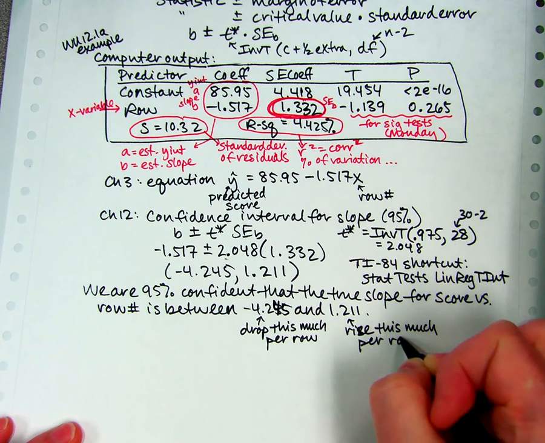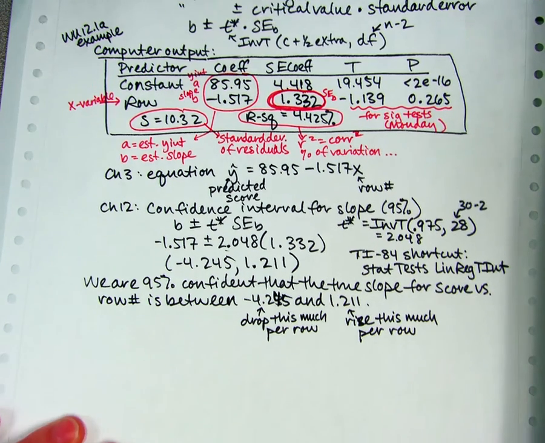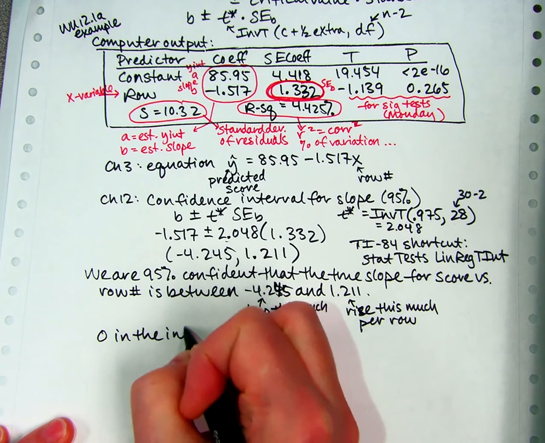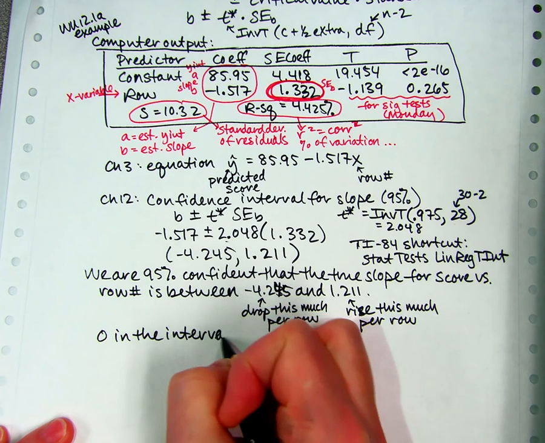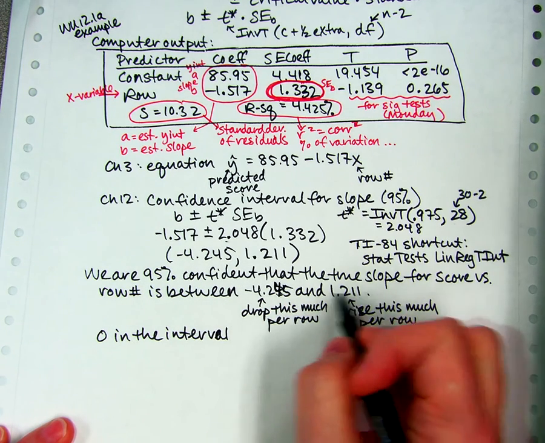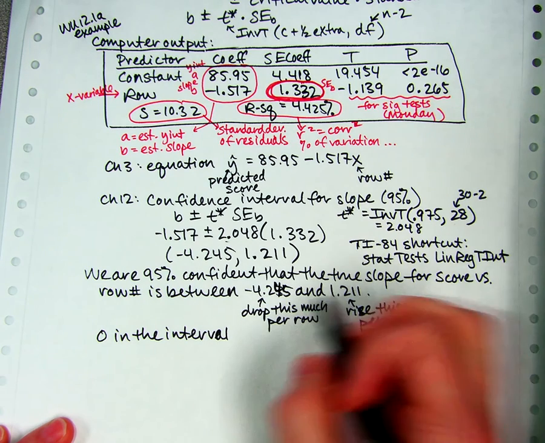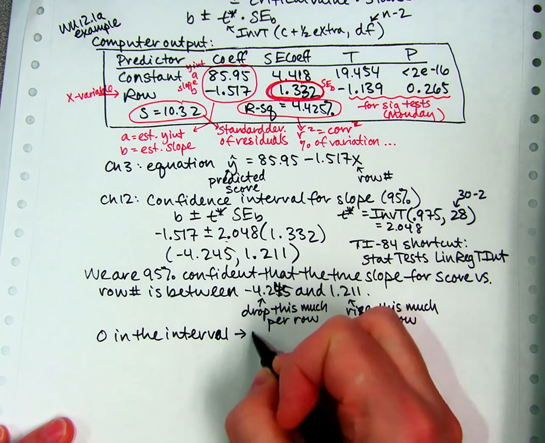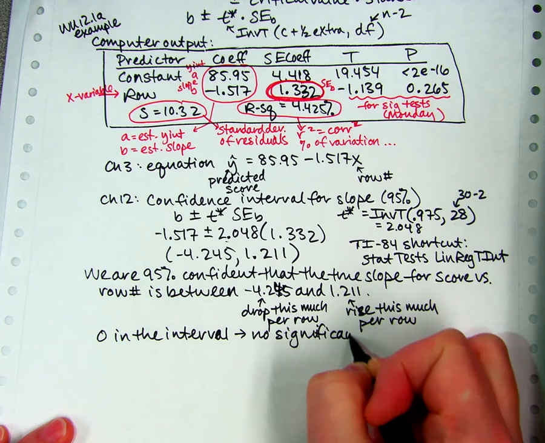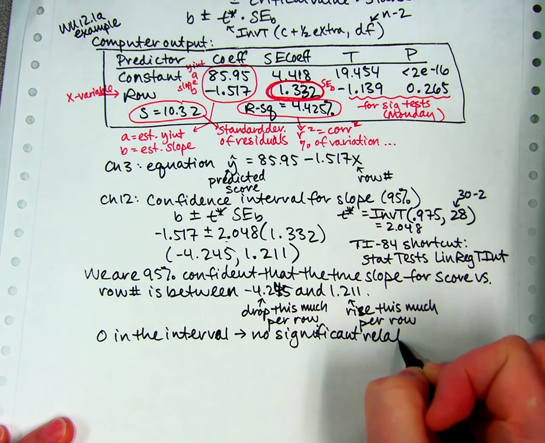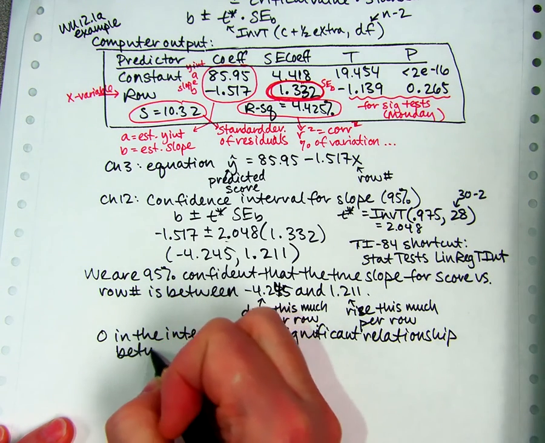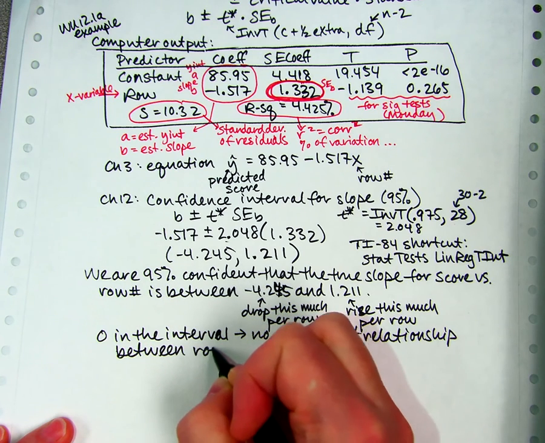And as you may have noticed, one of these is negative and one of these is positive. That means 0 is in the interval. What does that mean? We've done that before. That means that this is not a significant relationship here. It might be negative, it might be positive, it might actually be 0. No significant relationship between row number and score.